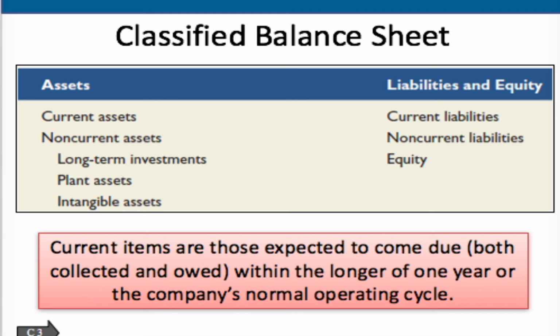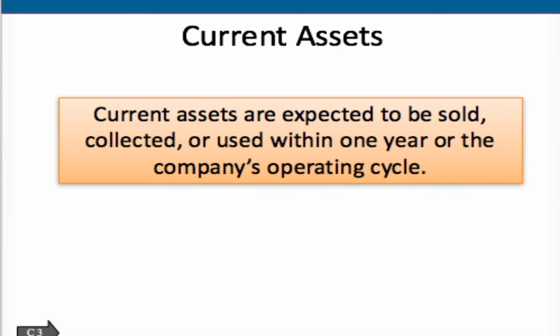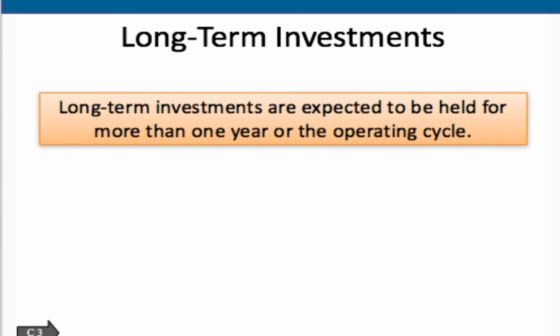On the liabilities plus equity side of the balance sheet, we divide liabilities between current and non-current, with the current liabilities being liabilities that we would expect to have to pay out of companies' current assets, again within either the next year or the normal operating cycle. So we talked about that already. So it holds that long-term investments are expected to be held for more than 1 year or an operating cycle. So whenever you see current, generally that means within 1 year. Long-term, generally that means longer than 1 year.